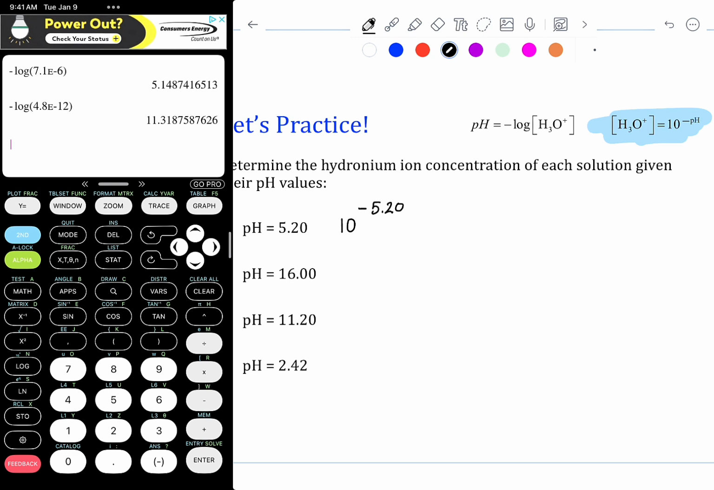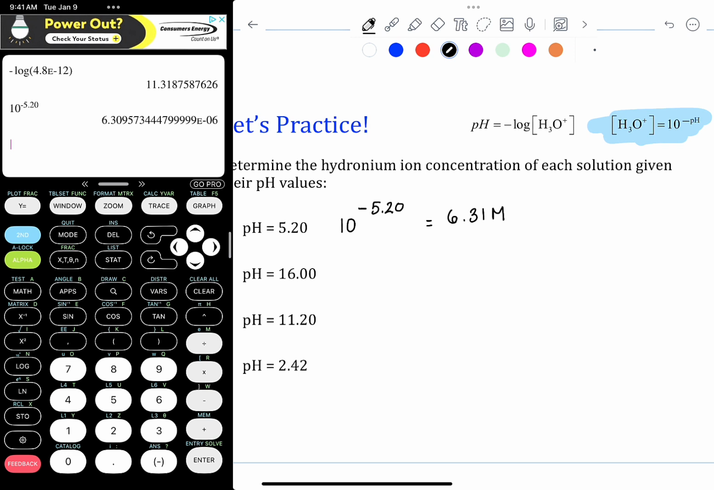Now some calculators have their 10 to the in different spots. I personally like to use the second log button because it automatically does a 10 raised to that. You could type it in as well. Either works. They're both going to do the same math. But I personally use it because I just remember that it's the opposite of a log, and that's where it is. So it's the opposite of my log button. So we have negative 5.20. So we get that the pH of 5.20 has a concentration of 6.31 molar.